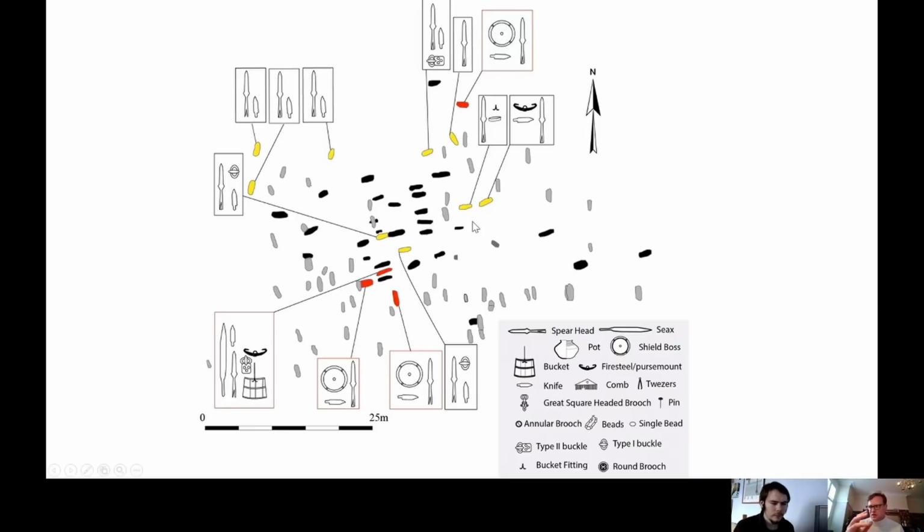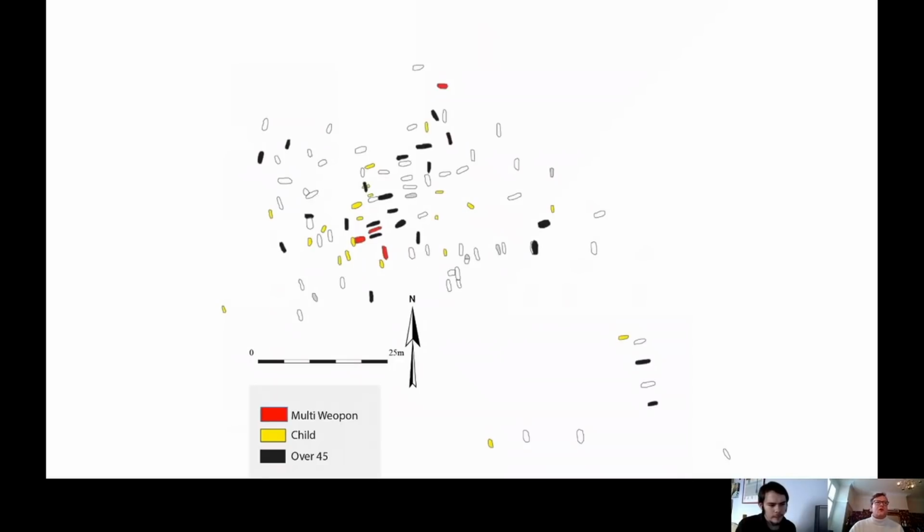So maybe we can start to tease out individual stories here by comparing differences and similarities in that way. Children are the yellow ones on this illustration. I've got the multiple weapons I highlighted before in red, and the children. And I think the children for this site particularly really helped illustrate the significance of this central area, because we've got those three wealthy burials, which date at slightly different times, generations in the cemetery.